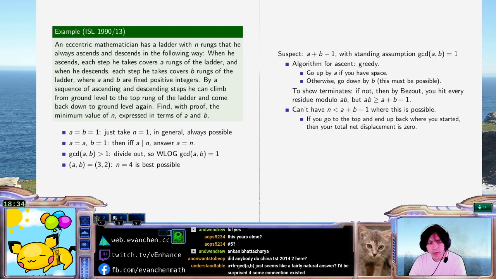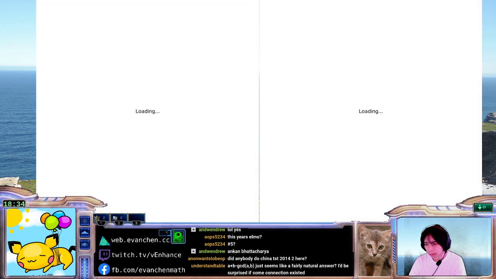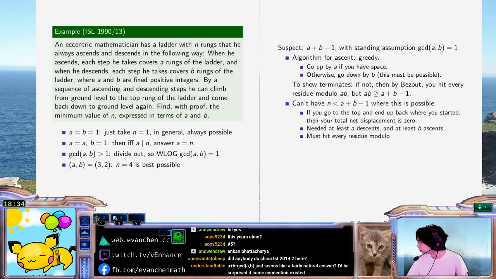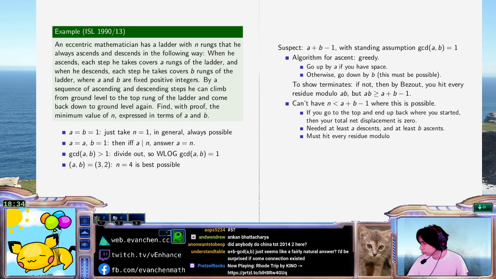So you needed at least a descents and at least b ascents, because those are the only ways your linear combinations can work out. So you must hit every residue modulo... no, something's wrong. This inequality is too... something's wrong.